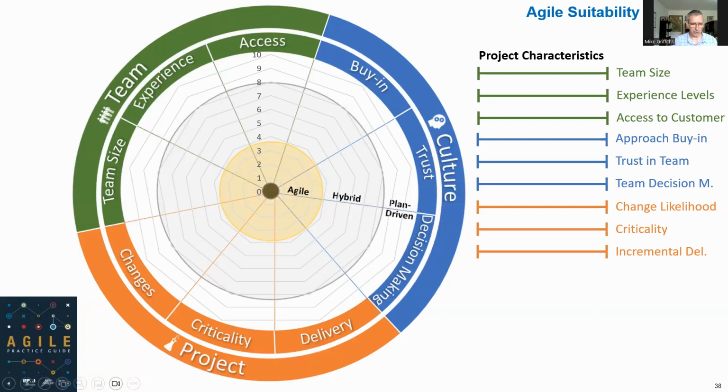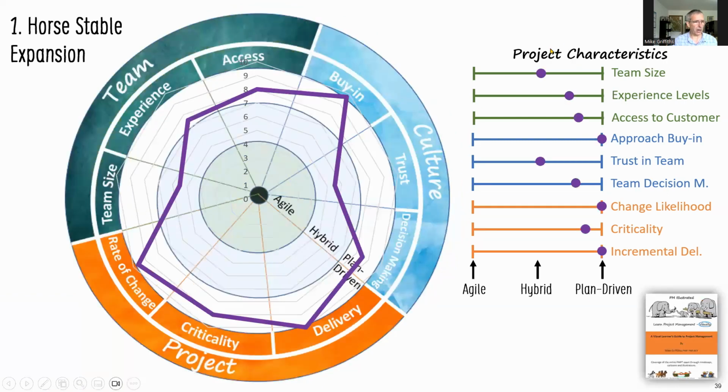So the idea is that you score your project based on these project characteristics. And this is from a book I've got called PM Illustrated, and there's an example of doing a horse stable expansion at a petting zoo. And this one is more around the plan-driven side, right? It's a fairly large team, inexperienced people. So this scale is kind of reversed, and this far end is not very experienced. In other words, people need guidance on how to do stuff, right?